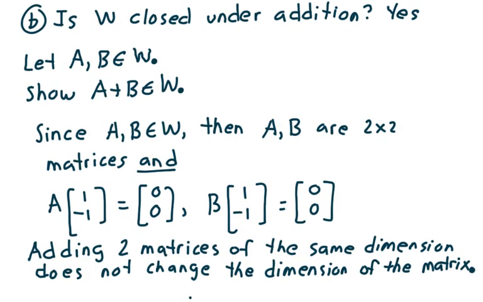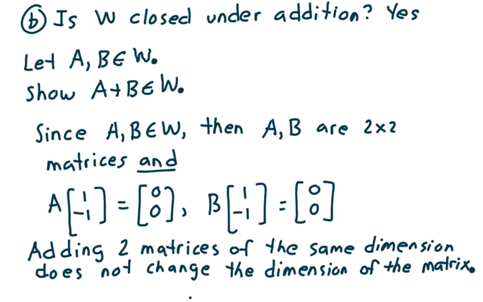Part B. Is W closed under addition? Yes. Let A and B belong to W. We want to show that when we add A and B up, that sum belongs to W. So in other words, I'm going to let A and B belong to W. I want to show A plus B belongs to W.